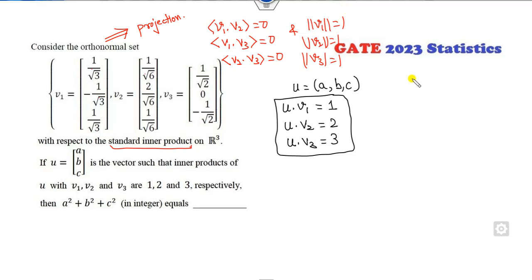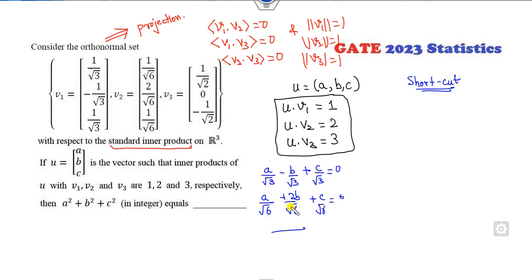I will tell you a very simple shortcut trick. Fine. What is the shortcut? Firstly, how you can think about it if you never know the shortcut trick: you can take U as a, b, c. You can multiply this. You will get a by root 3 minus b over root 3 plus c over root 3 is 0. Then for the second one, it's a over root 6 plus 2b over root 6 plus c over root 6, and similarly for the third. And then you can solve this 3 by 3 system, and find the values of a, b and c.